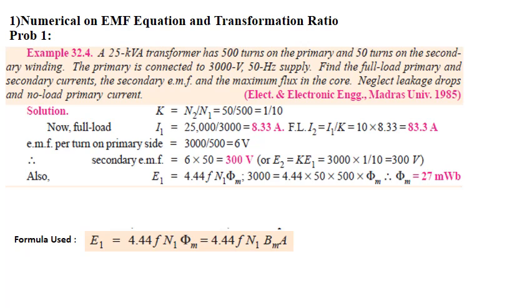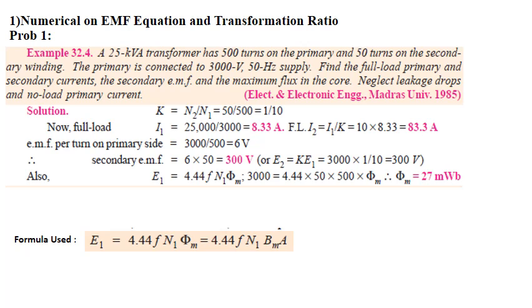So we get the full load secondary current to be 83.3 amperes. Now the third parameter that we need to calculate is the secondary induced EMF. So the formula for secondary induced EMF is what? It is 4.44 F into N2 into phi, but we don't have phi, so we need to think about something different. Now how can we calculate?